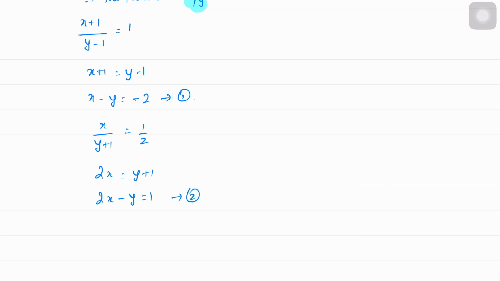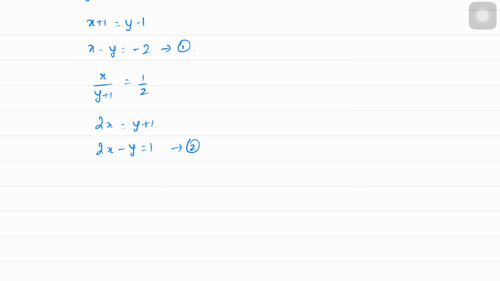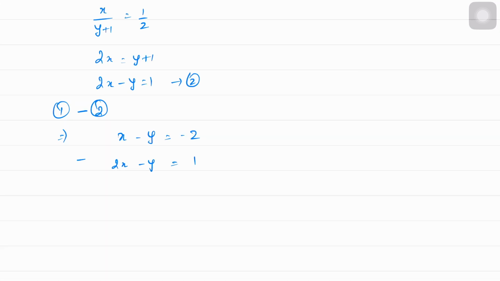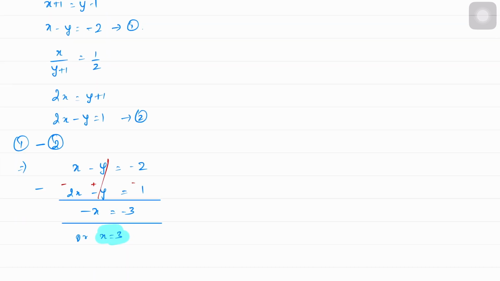Now we have got two equations. Let's see how we can solve this. Equation 1 minus equation 2 can be written as x minus y equals negative 2 minus of 2x minus y equals 1. To carry out the subtraction, we can change sign and add the elements. So this will be negative, this is positive, and this is negative. Now let's do the addition part. These two terms will get cancelled, and this will be negative x equals negative 3, or x equals 3. So this is the numerator, the value of x.